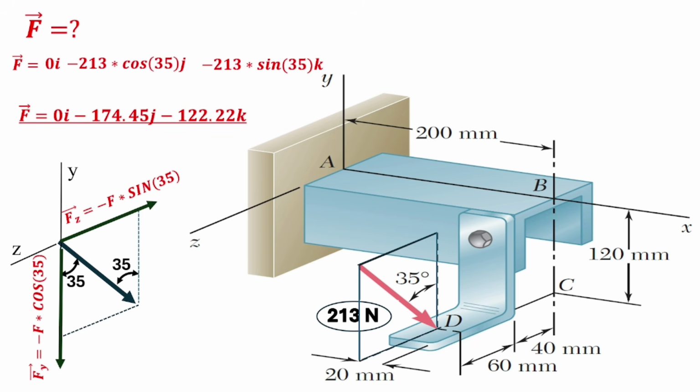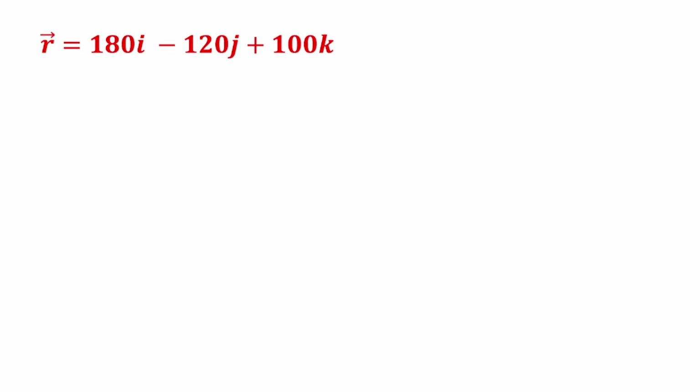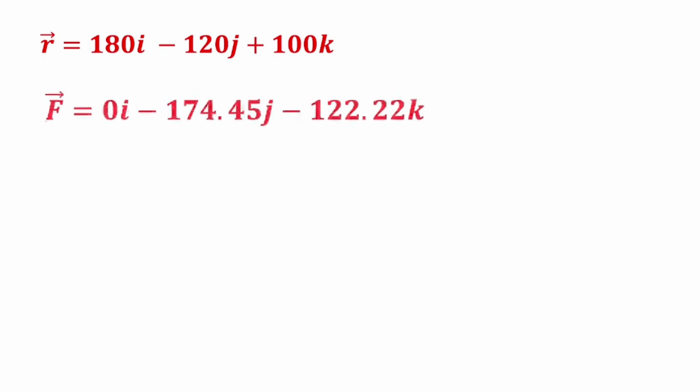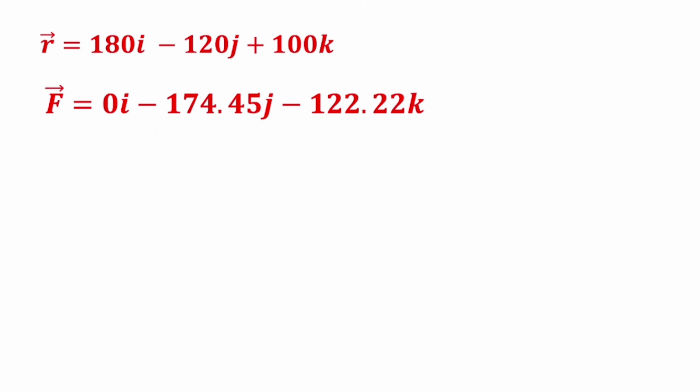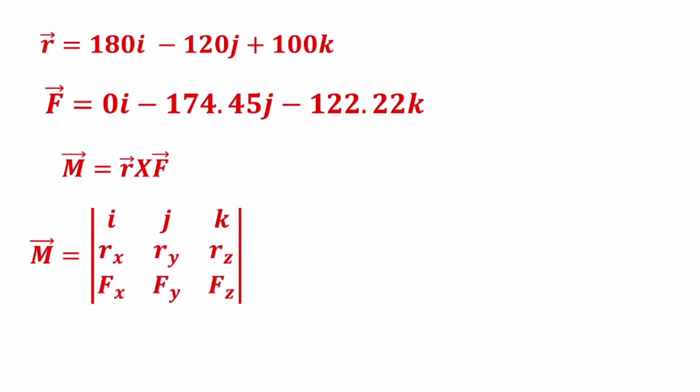Let's not forget that the goal is actually to get the moment. We've determined the position vector of the force, and we've determined the force in its component form. The formula for calculating moment is R cross F, which is the same thing as finding the determinant of the matrix that has this form.